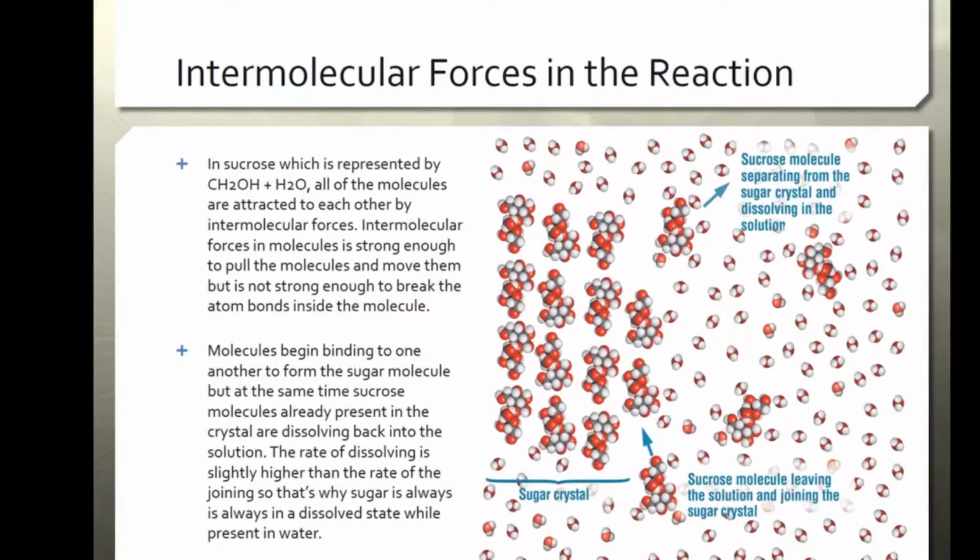Molecules begin binding to one another to form the sugar molecule, but at the same time sucrose molecules already present in the crystal are dissolving back into the solution. The rate of dissolving is slightly higher than the rate of joining, so that's why sugar is always in a dissolved state while present in water. In the picture, you can see sucrose molecules leaving the solution and joining the solution to slowly form a sugar crystal, but also staying saturated.